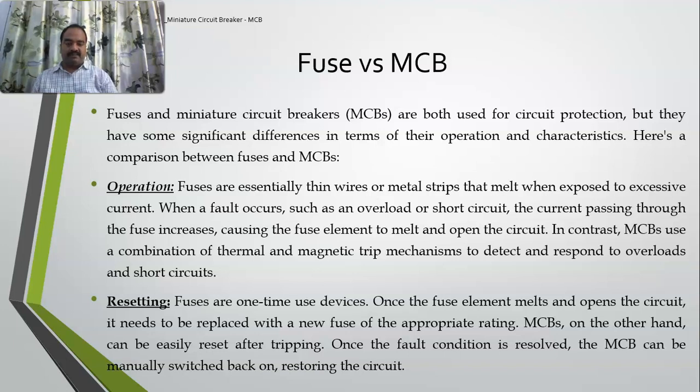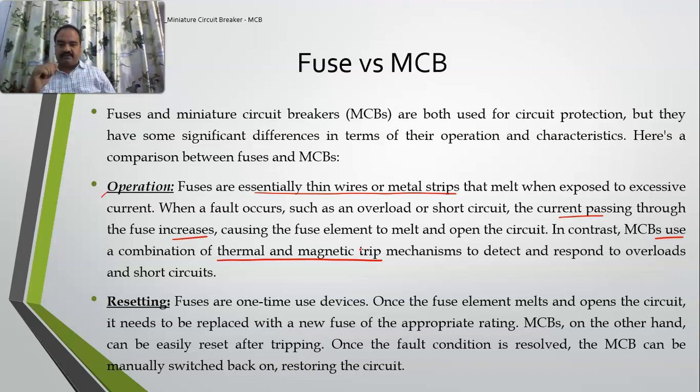There is a significant difference between the operation and characteristics of a fuse and an MCB. So let's have a quick comparison between fuse and MCB. The first one is operation. As I already said, fuses are just thin wires or metal strips, which usually melt when there is a high current. When there is an overcurrent or a fault, the current passing through the fuse increases. It causes the fuse material to burn, and we call it blowing off of the fuse. Whereas in an MCB, we use a combination of thermal and magnetic mechanisms to detect a fault and respond to overloads.